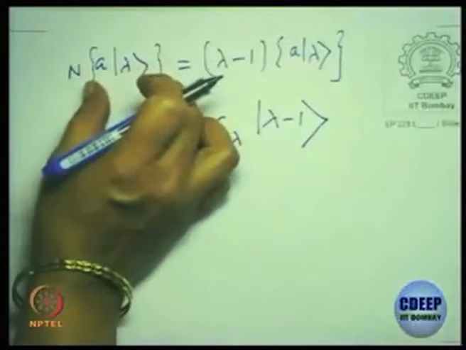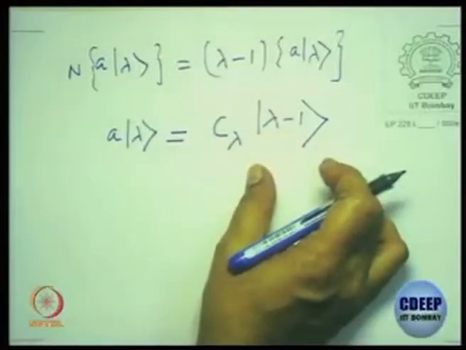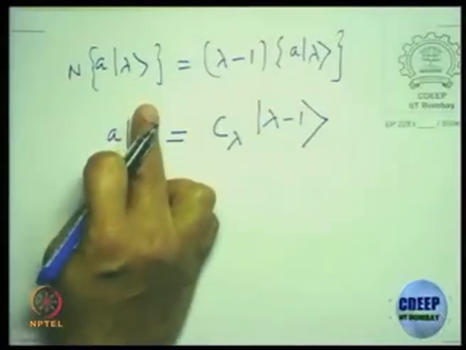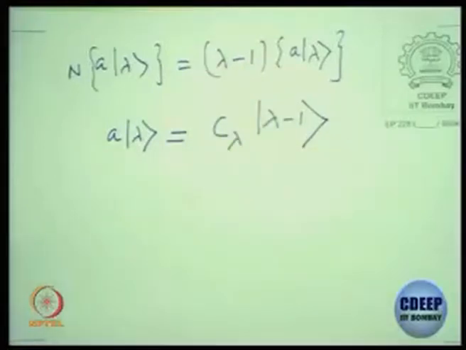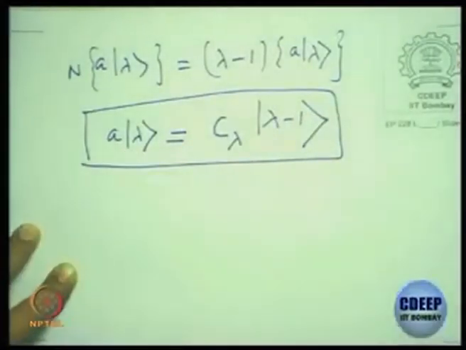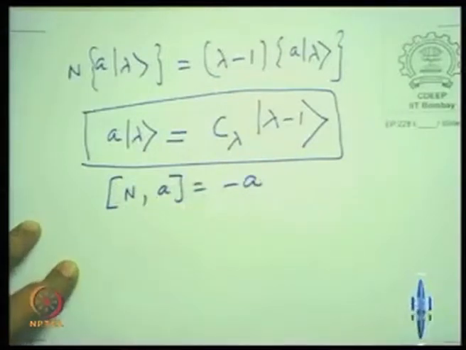If I write A of lambda to reduce the state to lambda minus 1, then the number operator on that state will pull out the eigenvalue as lambda minus 1. You all agree? What else is possible? Anything else possible? This is the only possibility. Looking at this, you can say. Okay, so this is one thing which we infer from that equation, which is also equivalent to N with A is minus A. From this we derived.